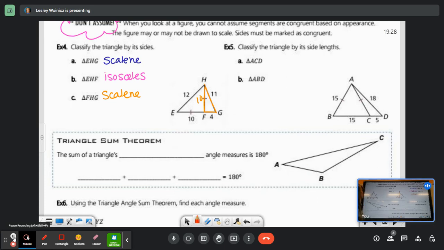Classify the triangle by its side lengths. Triangle ACD, that's this crazy looking one. I got a 5 and 18, and then this one is marked as congruent to this one, so it also has to be 15. So that is scalene.